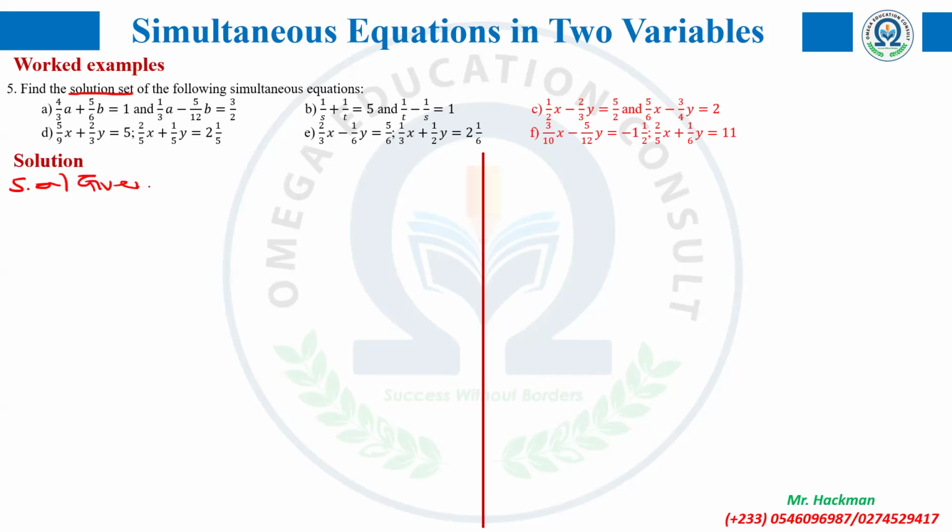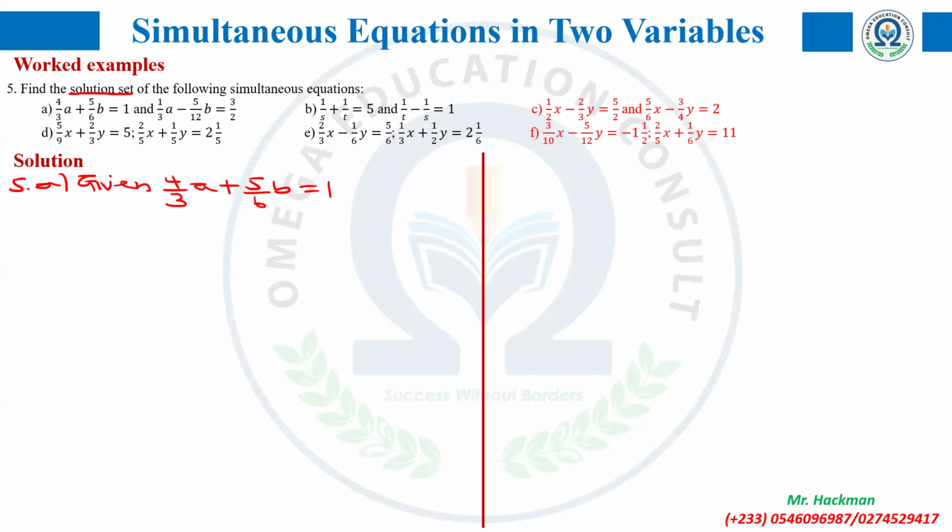We are given 4 on 3a plus 5 on 6b is equal to 1. At this point, remember, we need to clear the fraction. I said before we label our equation, let's make the equation pretty.